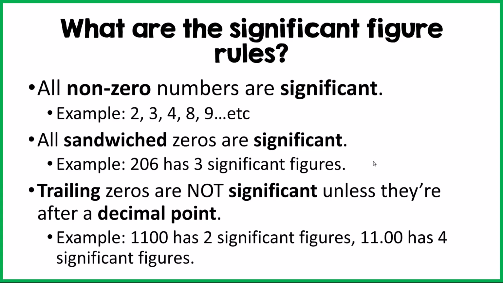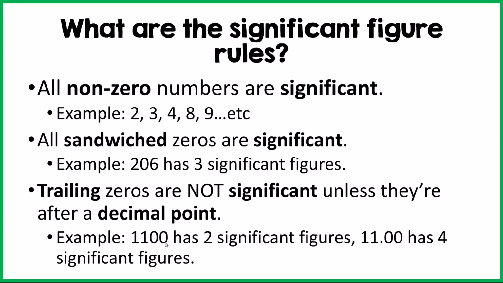Trailing zeros are not significant unless they're after a decimal point. So for example, here we've got 1100. That actually only has 2 significant figures. This could be an estimated value, and so we're not going to pay attention to these last 2 digits here because they may be estimated.